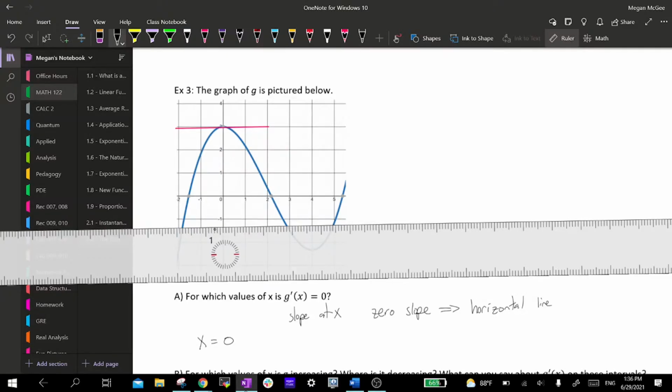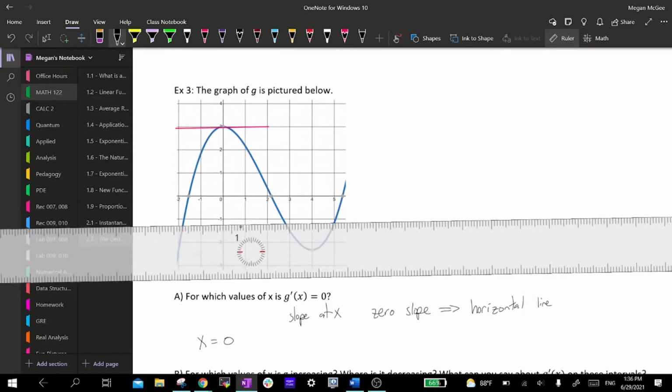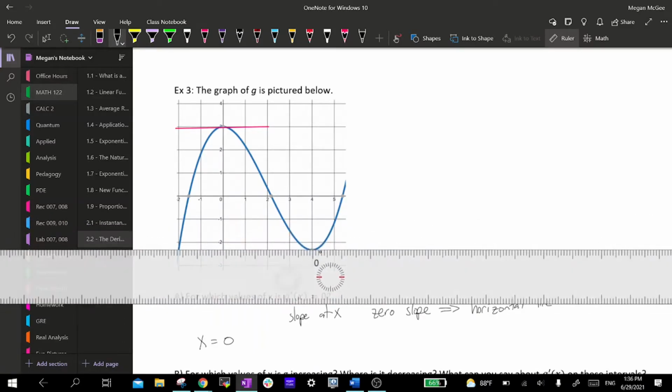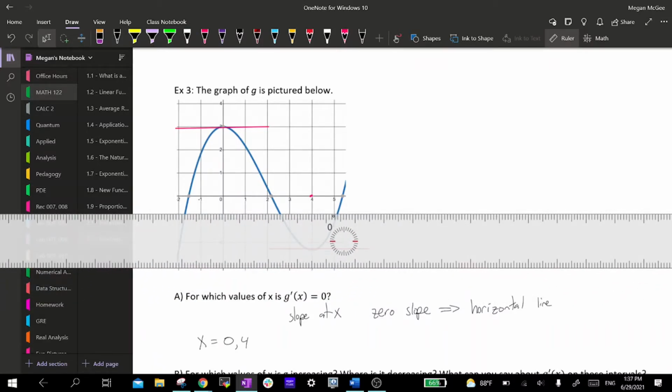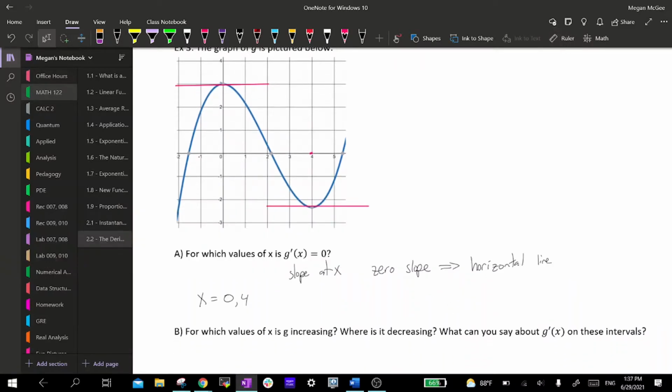All right, is that the only place on this graph that the derivative is equal to 0? The answer is no. Down here. Oh, there we go. I got 0. Our slope is 0 at the very bottom of our graph here as well. And that happens at x equal to 4. So at x equal to 0 and x equal to 4, g prime is equal to 0. All right, I'll get rid of my ruler for a moment.